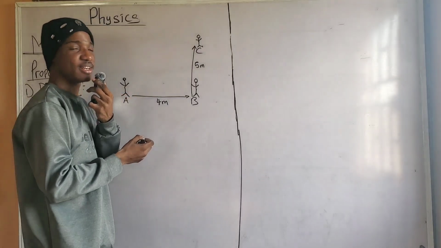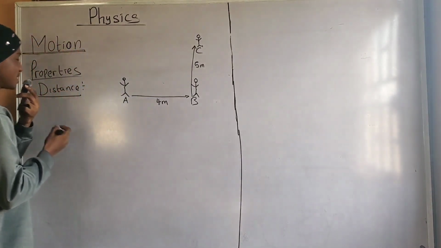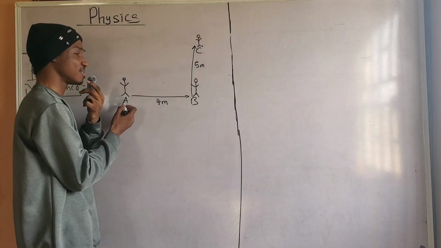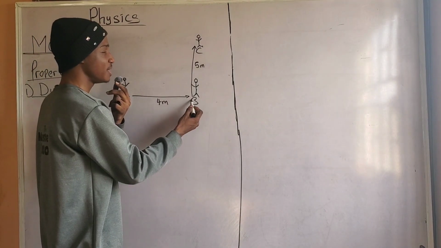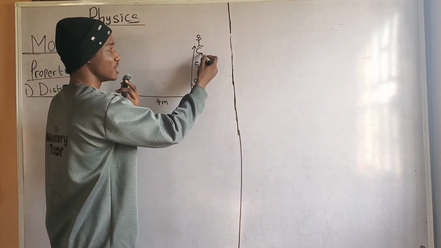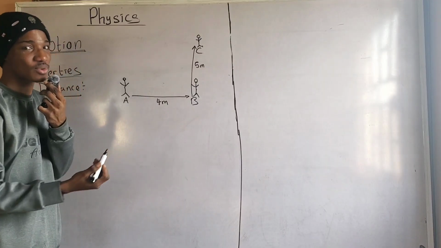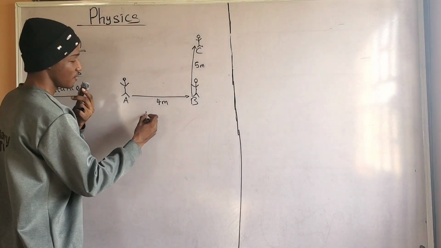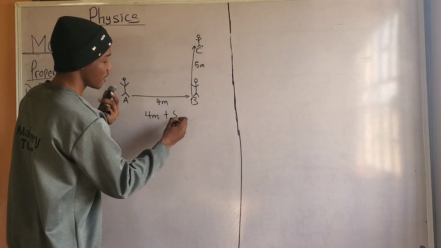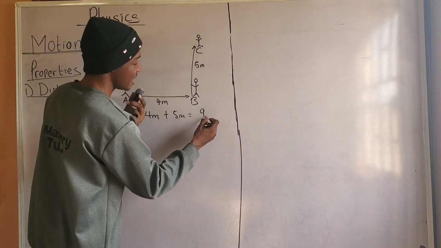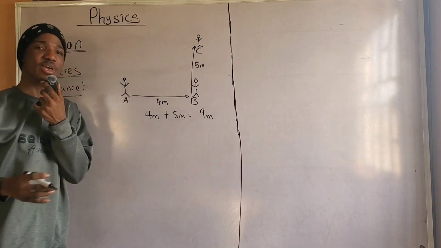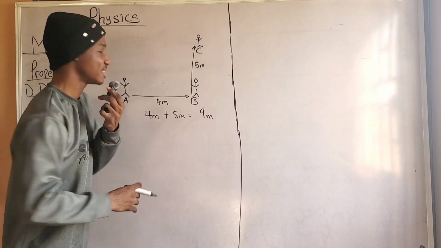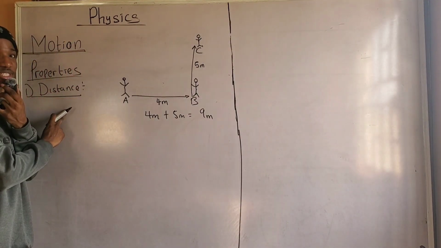The total distance traveled by the boy will be the sum of the distance that he traveled from point A to point B and from point B to point C. So if you're asked to calculate the total distance, you just have to sum 4 meters plus 5 meters, and that is 9 meters. So when we have the total length traveled by an object, that is the distance of the object.